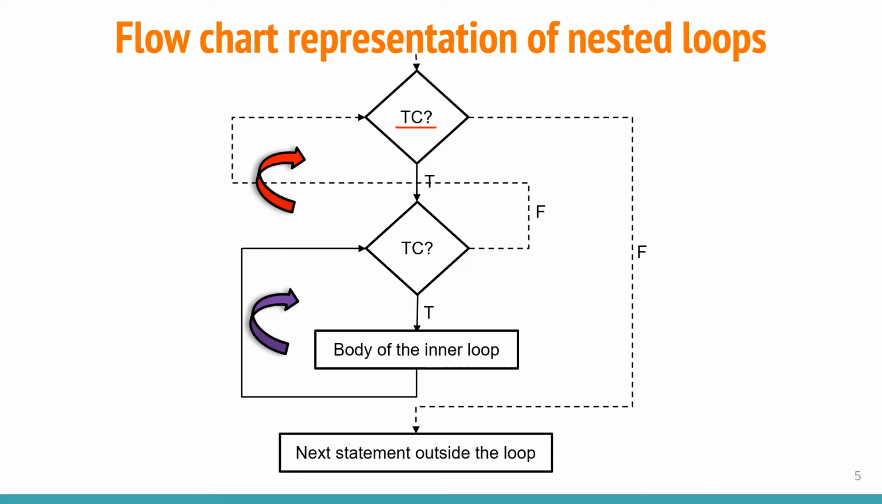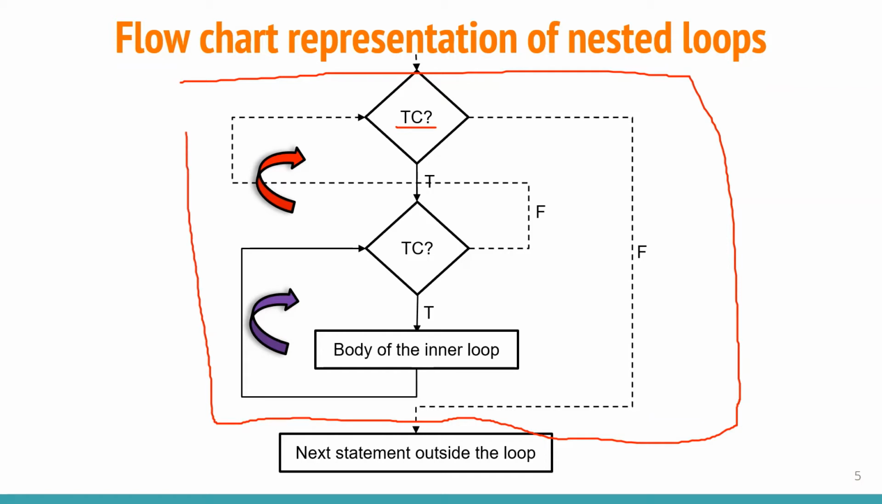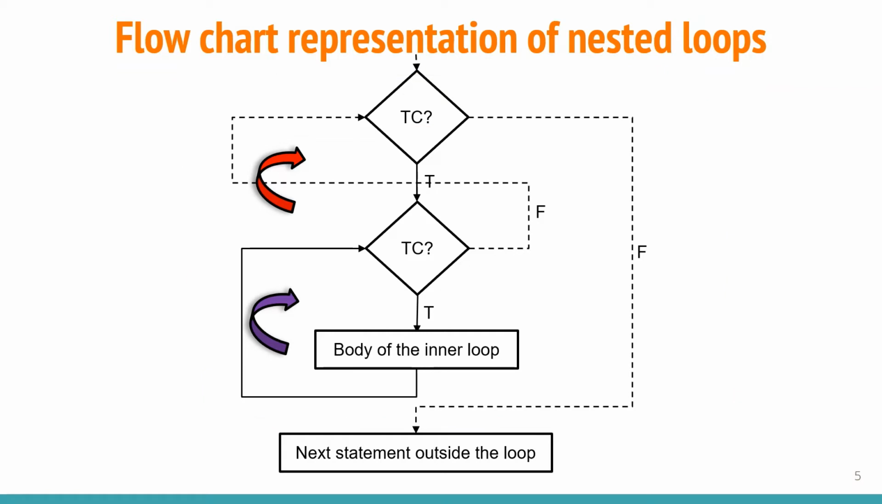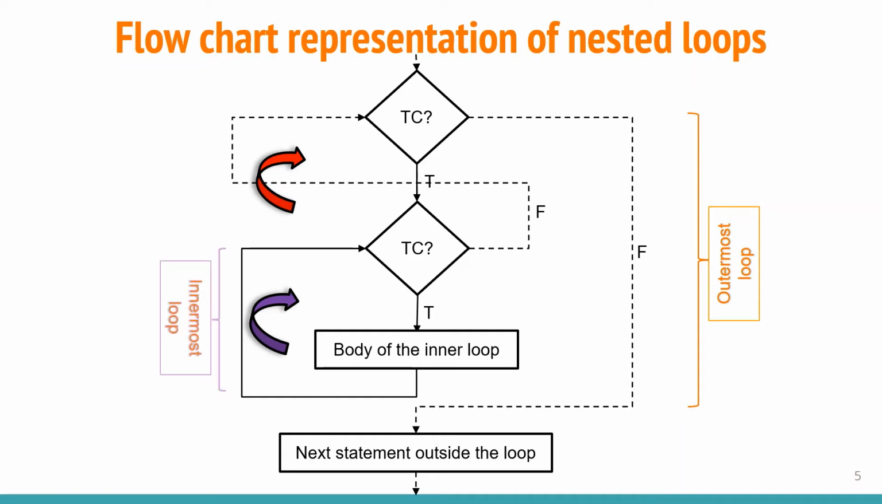So this entire block can be thought of as the flowchart representation of a nested loop. Here I have represented it for only two loops. Similarly, we can represent it for more than two loops. So this is the representation of the outermost loop. This is the representation of the innermost loop. I hope with this you are able to understand how nested loops work.